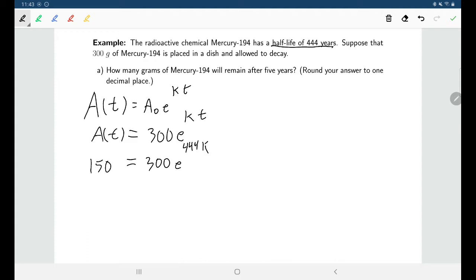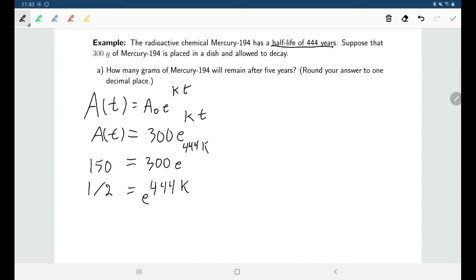So this is similar to, if you're thinking back to the previous video, the Streptococcus example, where we started off using the doubling time to come up with the growth constant. Here we're starting off by using the half-life to come up with the decay constant. And there we go, I'm dividing both sides by 300.